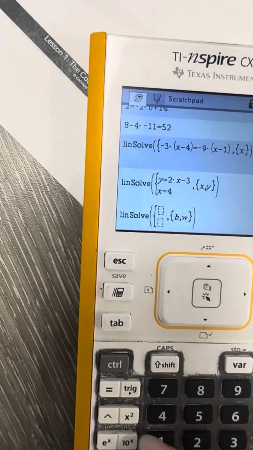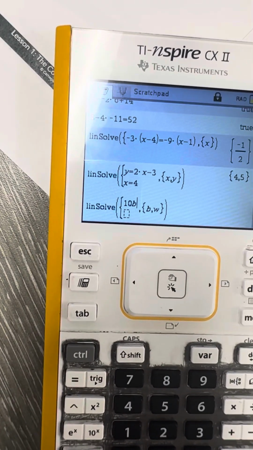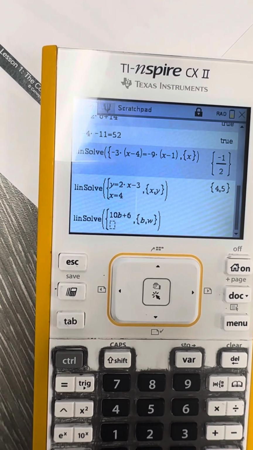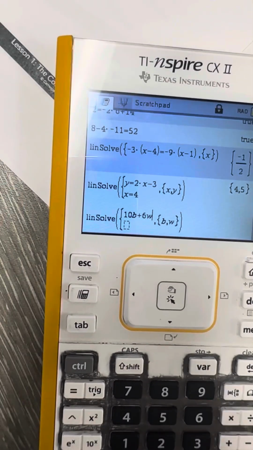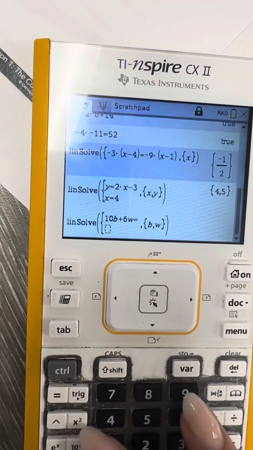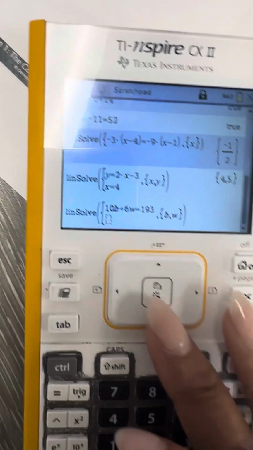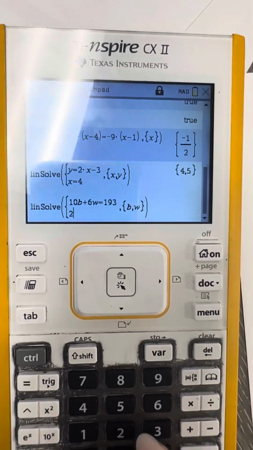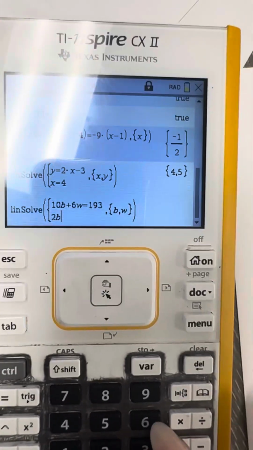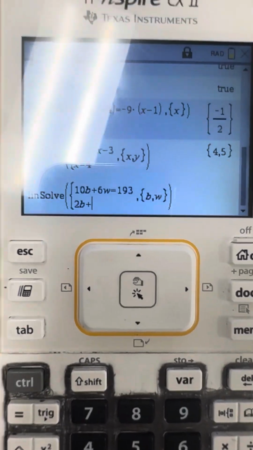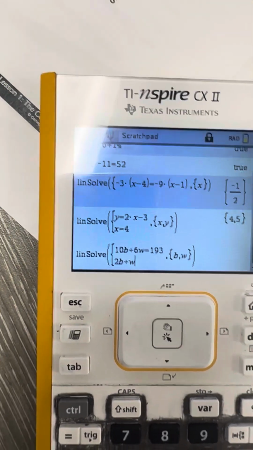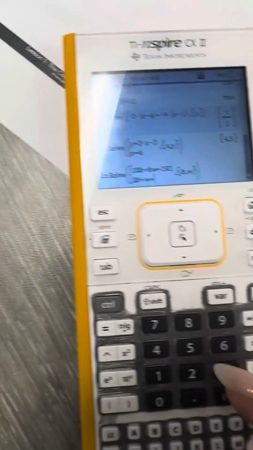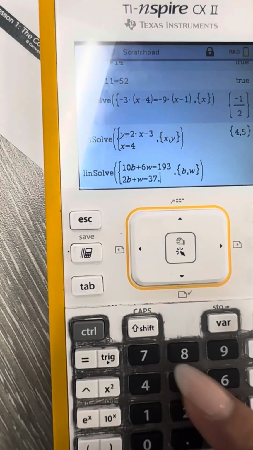Put your equation: 10 for the price of belts plus 6 for the price of wallets equals $193. Click your down button. 2 times the price of belts plus 1 W, or just W, equals $37.50.